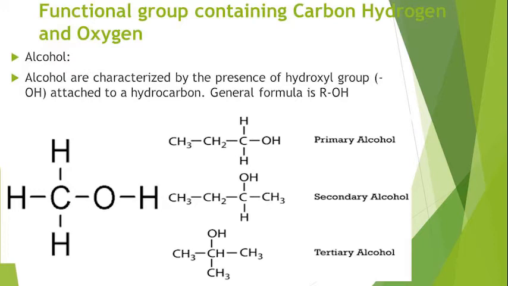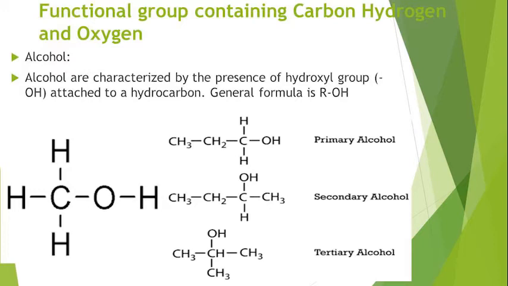Alcohols are classified as monohydric, dihydric, trihydric and polyhydric based on number of OH group present in the molecule. Here you see a monohydric alcohol in which methane is attached with an OH group, which is called methyl alcohol. Monohydric alcohols are further subdivided into primary, secondary and tertiary alcohols.